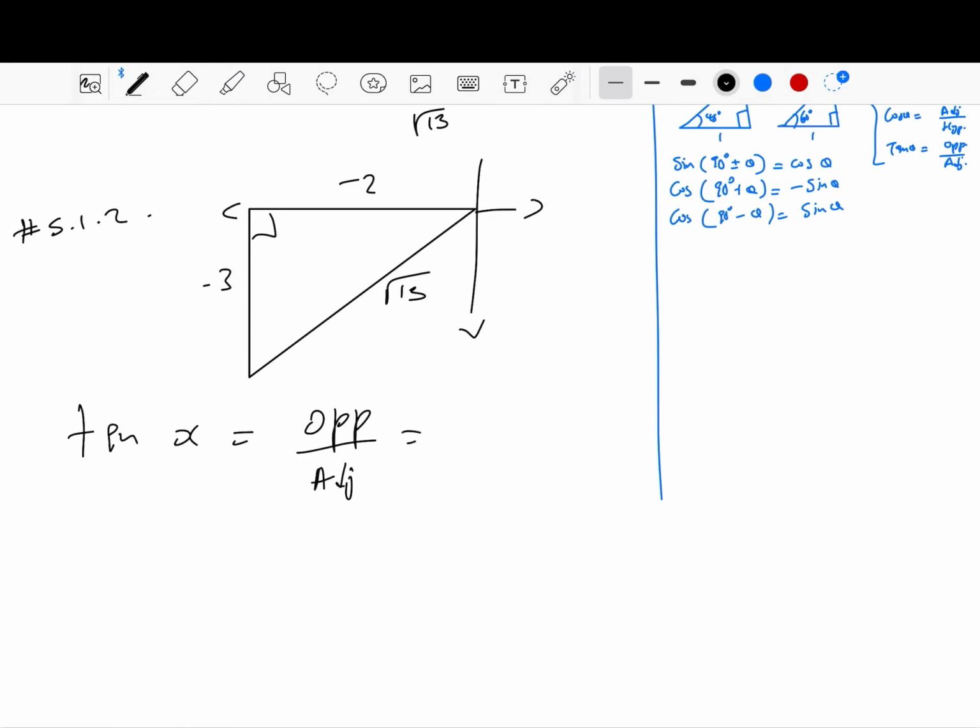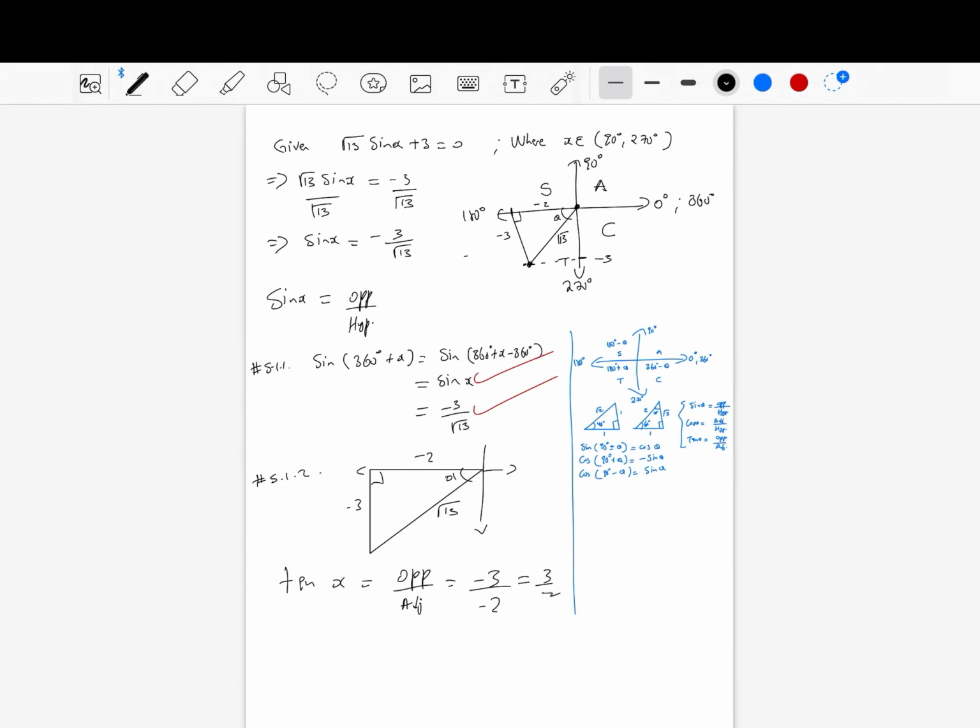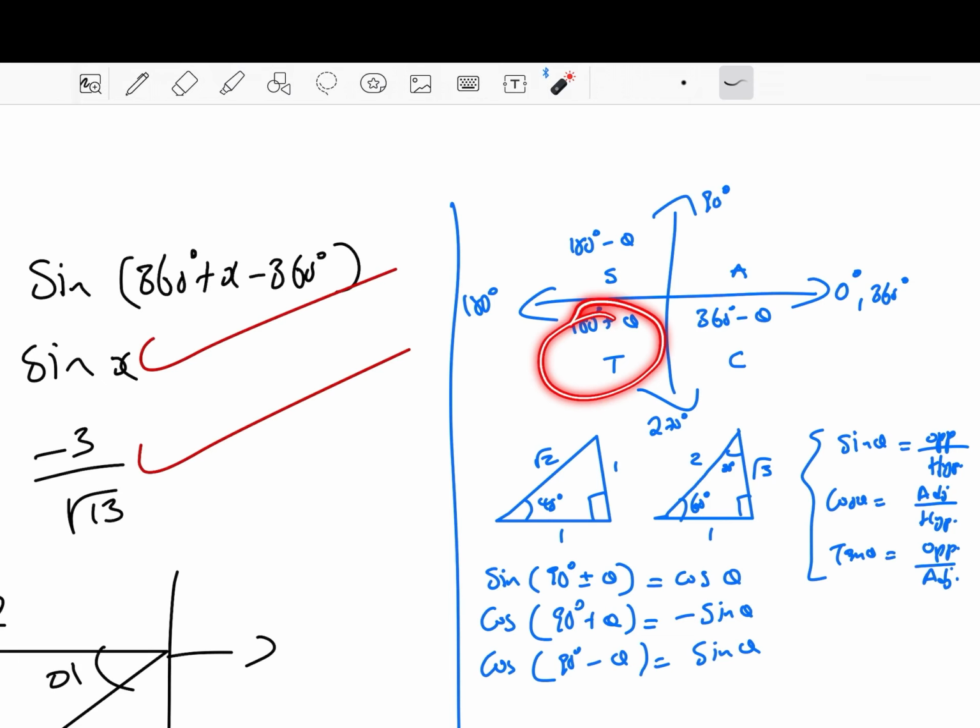Okay, and what is opposite? Opposite, because you're looking at x, the opposite side of x is negative 3, and the adjacent side of x is negative 2. And then your tan is 3 over 2. And we expected that. We expected the tan to be positive, because tan is positive on the third quadrant.